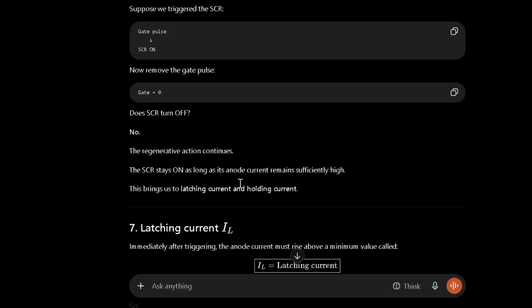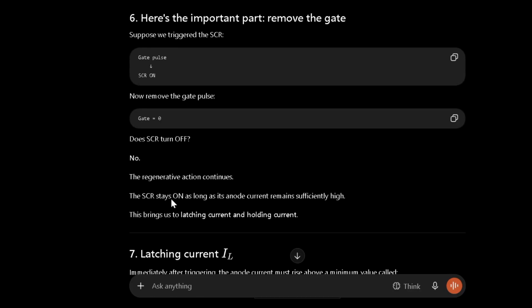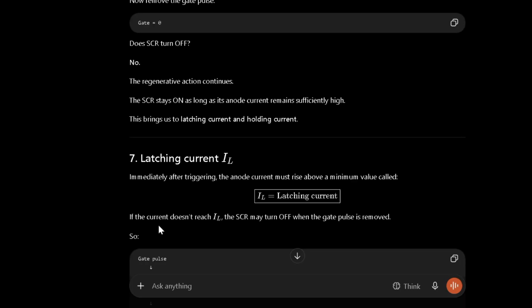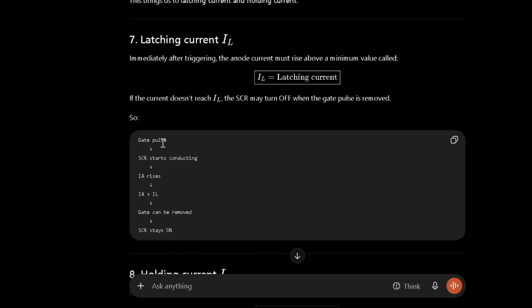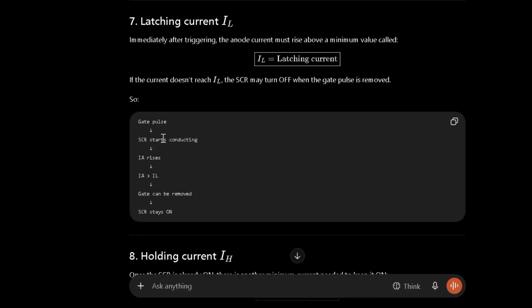That brings us to the latching current and holding current. This is the latching current. Immediately after triggering, the anode current must rise above a minimum value called IL, the latching current. If the current doesn't reach IL, the SCR may turn off when the gate pulse is removed. So, with the gate pulse the SCR starts conducting, IA rises, and if IA is greater than IL, the gate can be removed and the SCR stays on.